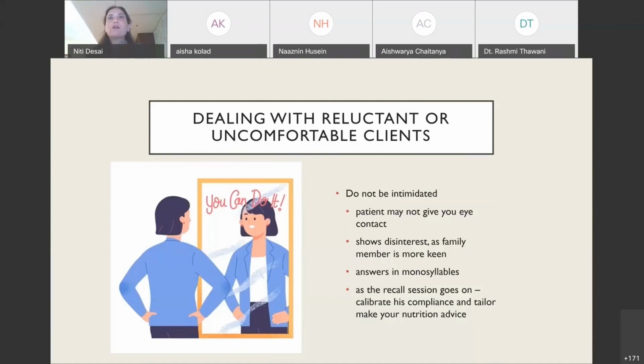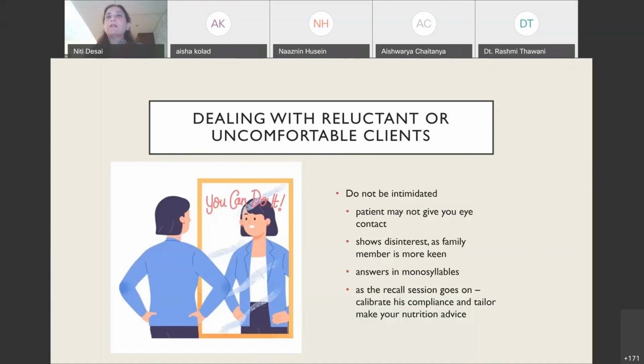But as the conversation goes on, as the confidence builds up, the person realizes that what they're saying is making sense, and they come around. But do not worry if they don't give you eye contact or show disinterest, because very often it's the other family member who is more keen and has got the person there. Very often they will answer in monosyllables. They might just say yes, no, showing that they are not really interested.